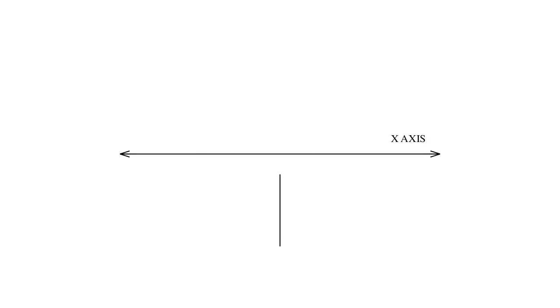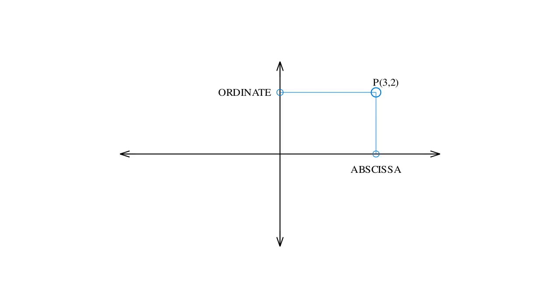Usually, the horizontal number line is called x-axis, and the vertical line is called y-axis. The intersection point is called origin. The projection of a point to the x-axis is called abscissa, while the projection to the y-axis is called ordinate.